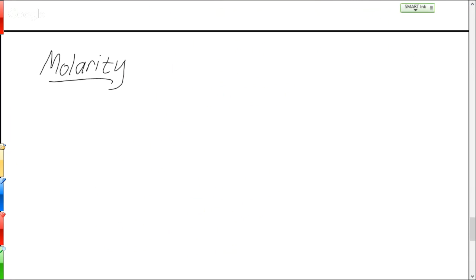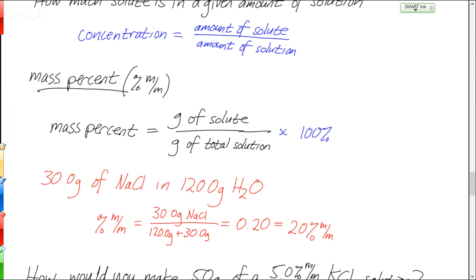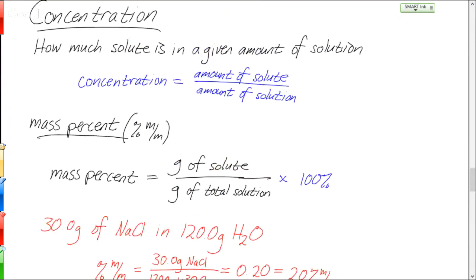Molarity is another type of a concentration, which means, if we go back and remember this, it's an amount of solute divided by an amount of solution. Mass percent was grams over grams, grams of solute, grams of solution, or pounds of solute, pounds of solution.